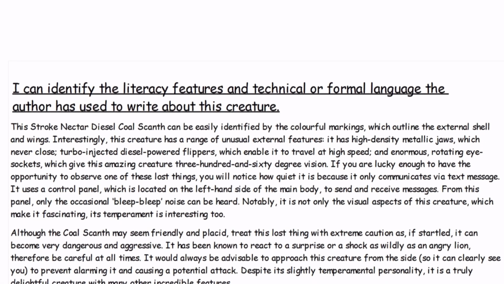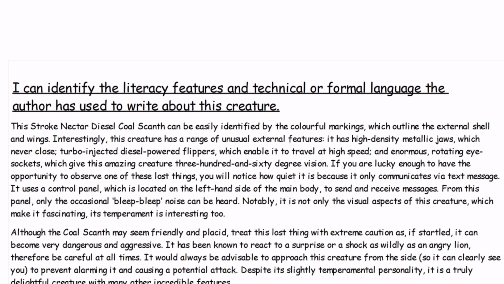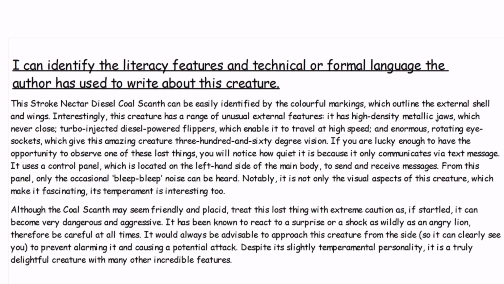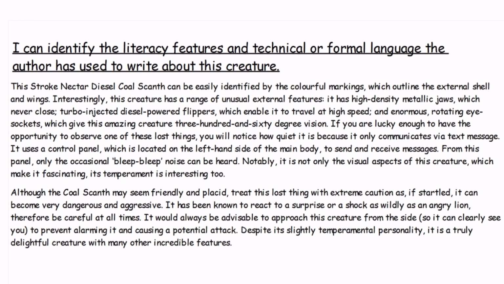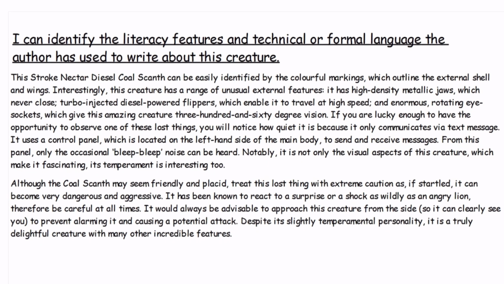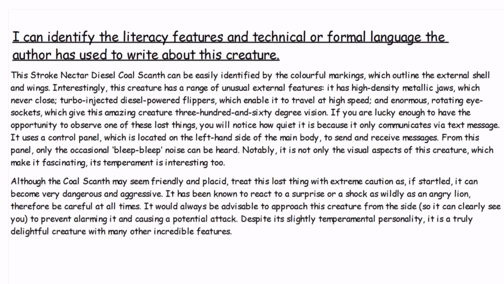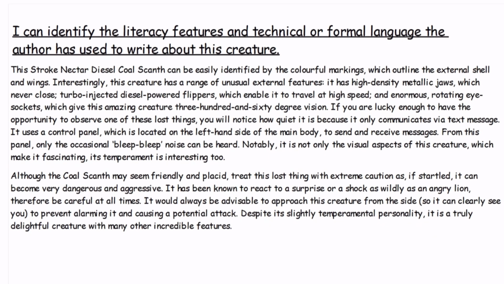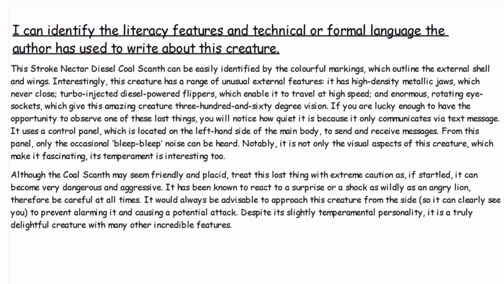This stroke nectar diesel coal scanth can be easily identified by the colourful markings which outline the external shell and wings. Interestingly, this creature has a range of unusual external features. It has high-density metallic jaws which never close, turbo-injected diesel-powered flippers which enable it to travel at high speed, and enormous rotating eye sockets which give this amazing creature 360-degree vision.